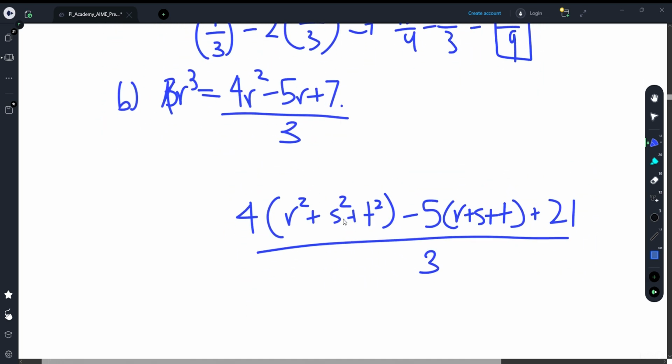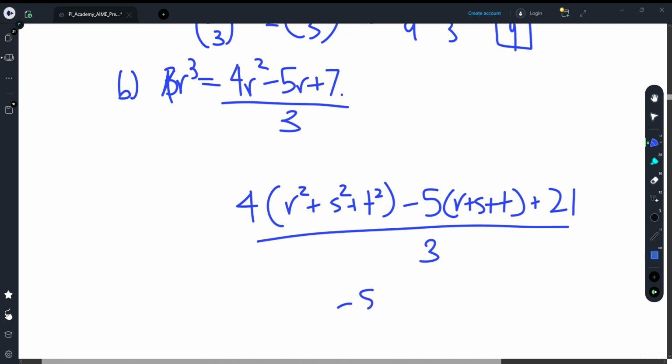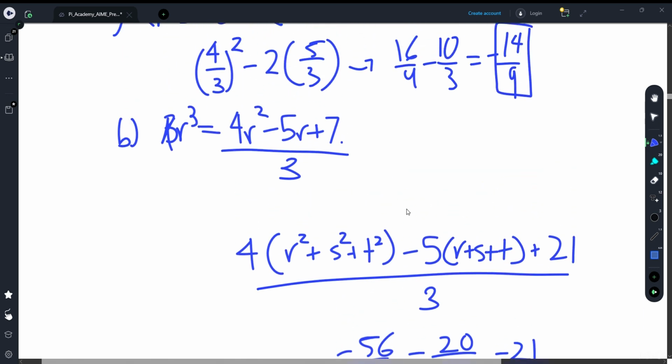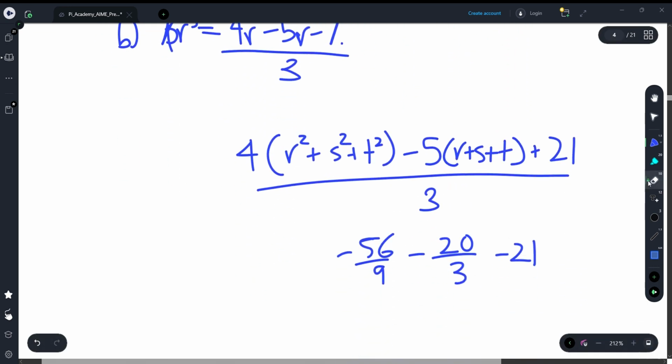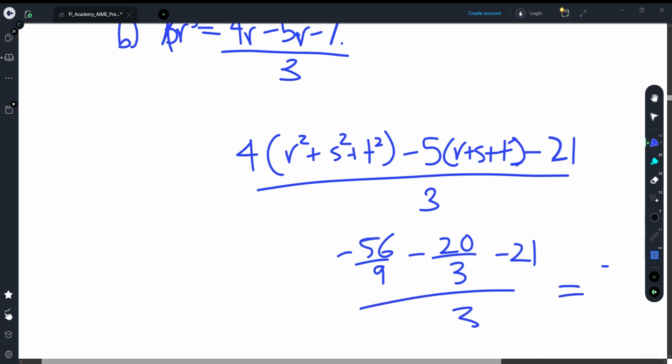And using the above, this gets us negative 56 over 9 minus, using Vieta's, 20 over 3 plus 21. Also, this is a minus, sorry, guys. So, subtracting this all over 3 gets us our answer of negative 305 over 27.